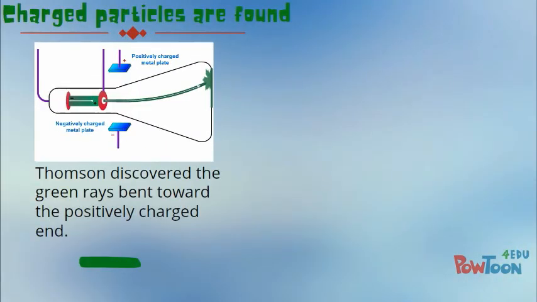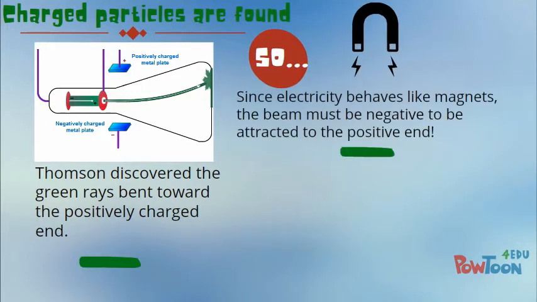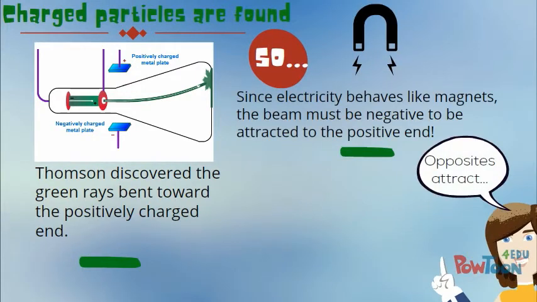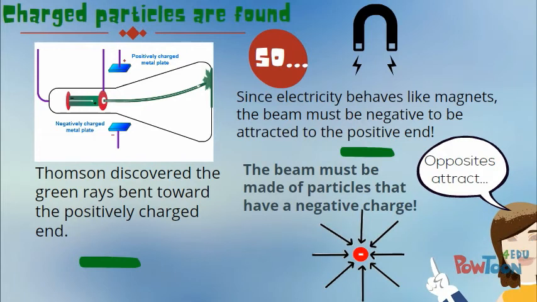Thomson discovered the green rays bent toward the positively charged end. So, since electricity behaves like magnets, the beam must be negative to be attracted to the positive end. Opposites attract. The beam must be made of particles that have a negative charge.